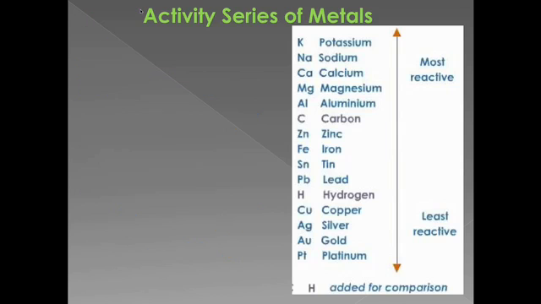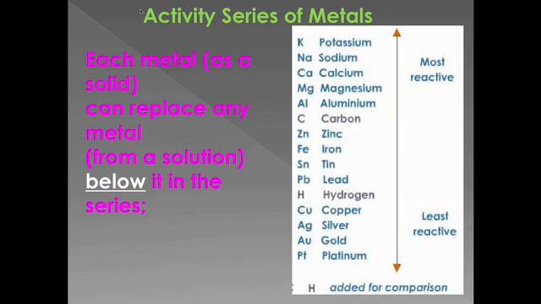Now the activity series. Some metals are more reactive than others, and so this can help you determine if a reaction is even going to happen. Each metal can replace any metal below it. So potassium is the most reactive, so it can replace any of those. But gold, there at the bottom of the list, could only replace platinum. The rest of them are too reactive, so the reaction just wouldn't go.